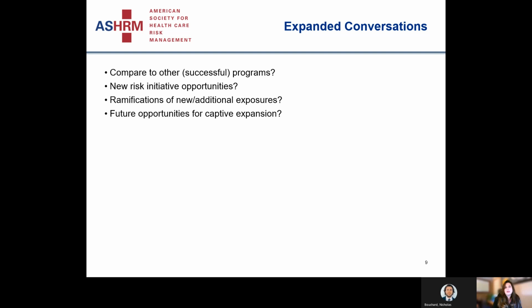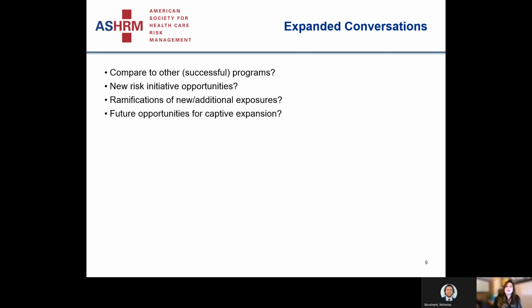The other thing we want to make sure the board talks about is what the next steps are for the captive or the group. It's very easy sometimes to focus on an agenda that's simply task oriented, where okay, we've looked at the finances, now we've looked at the underwriting, now we've looked at this, that, or the other thing.